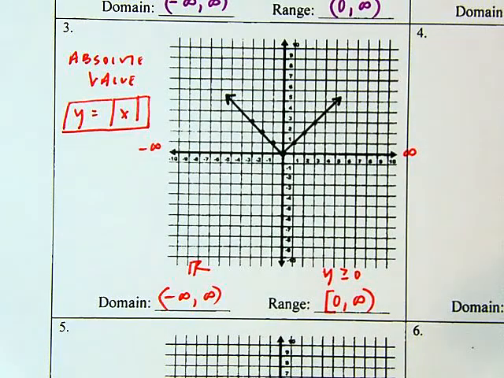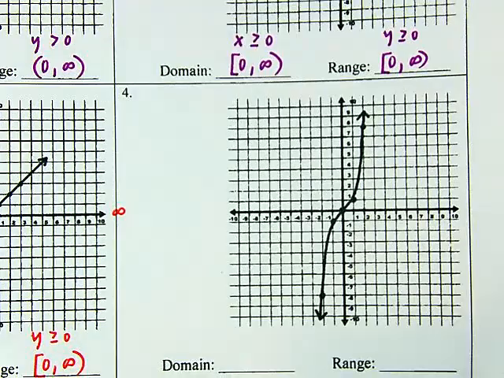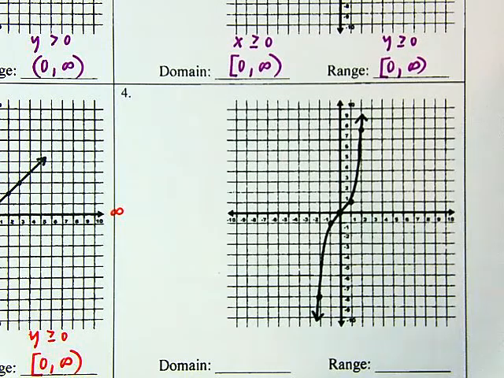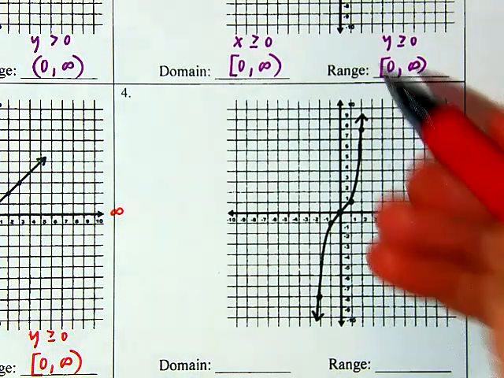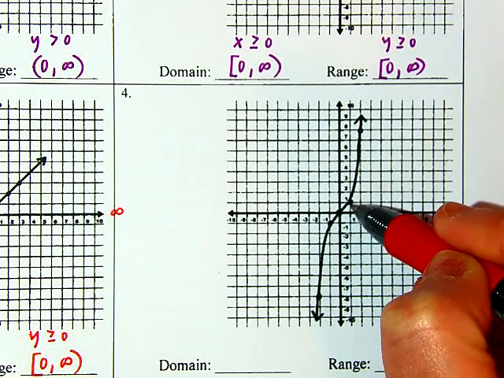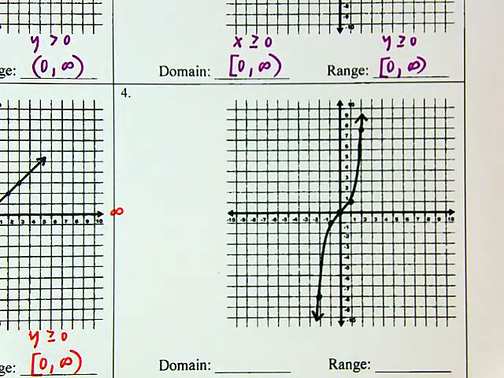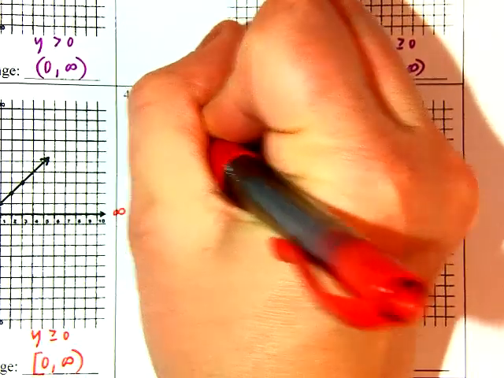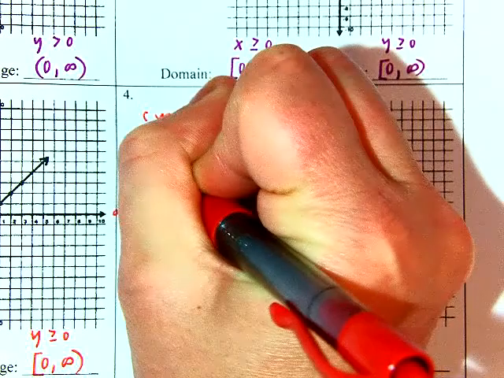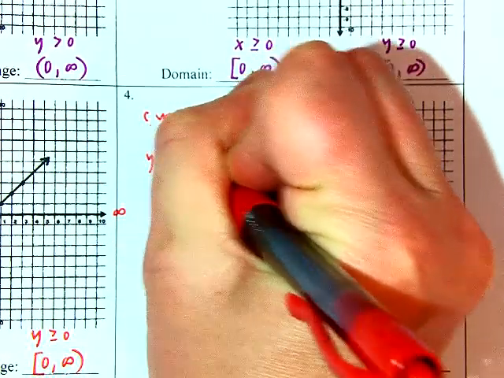Okay, next one. So here I see my sideways s. I can see that when I put in a 1, I get a 1. Put in a 2, I get an 8. Those are cubes. I notice a cubic pattern. This is a cubic function. So y equals x to the third power.